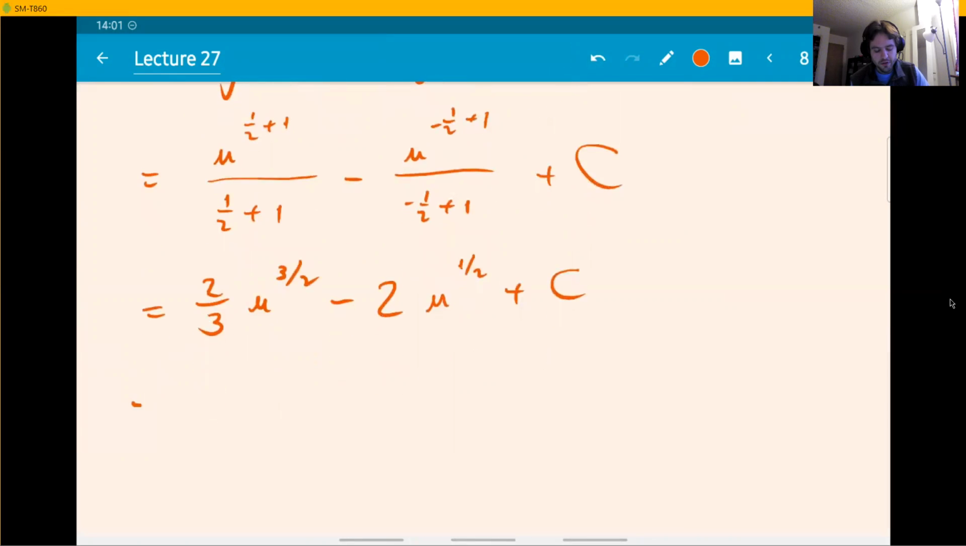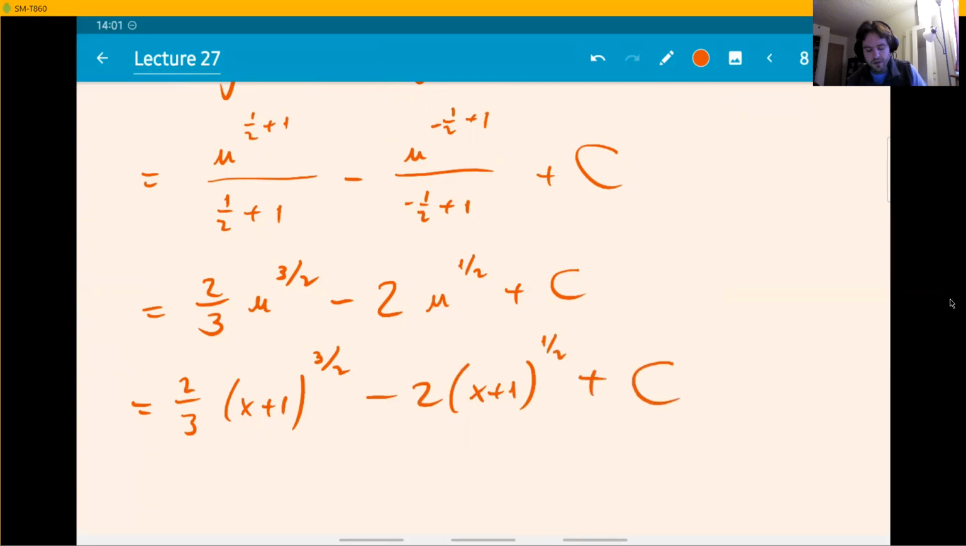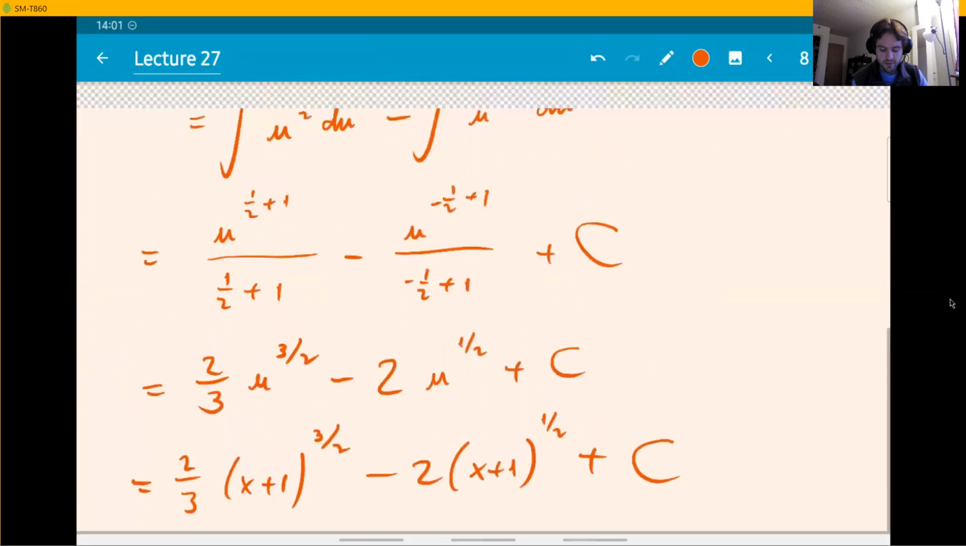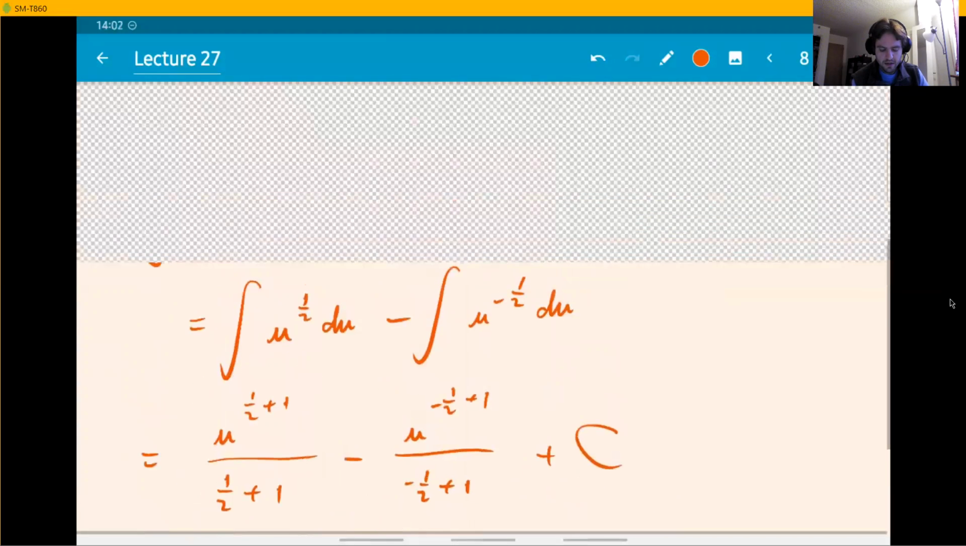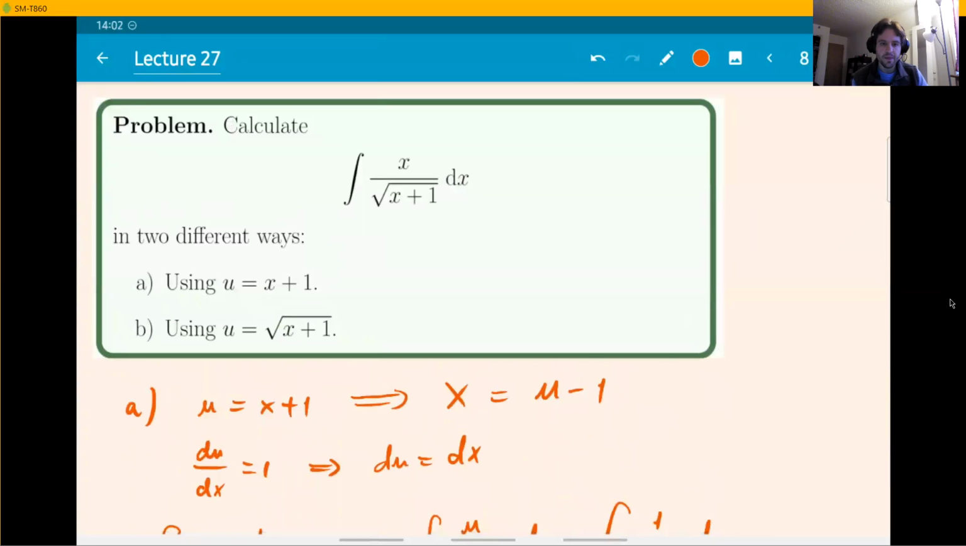Finally, just replace u with what it was in terms of x, which was x plus 1. That's the integral. Take a derivative here just to check that you get the original expression, but I'm not going to do that. So this is the u sub in item A. Now you have to try item B as well. I'll leave this as an exercise.